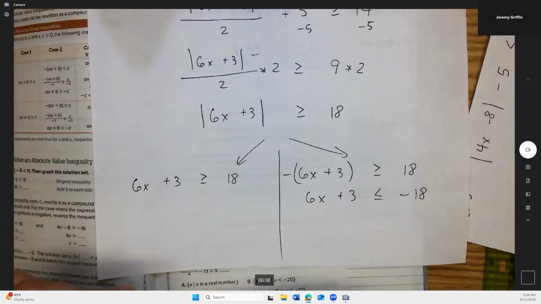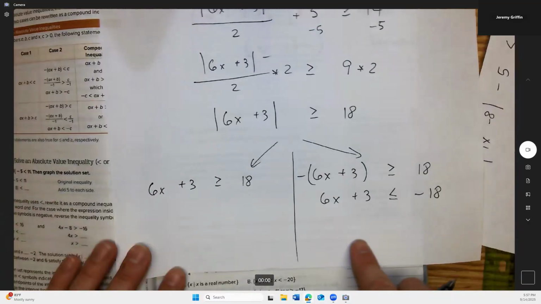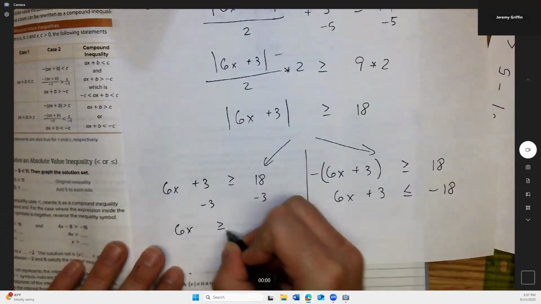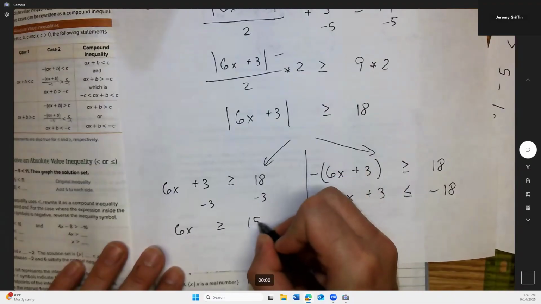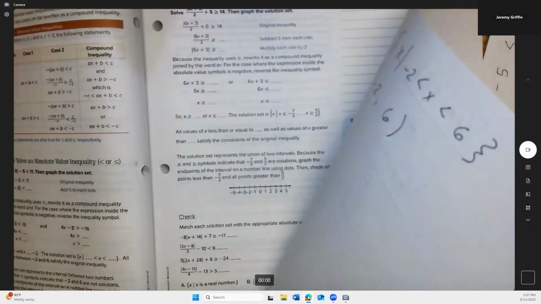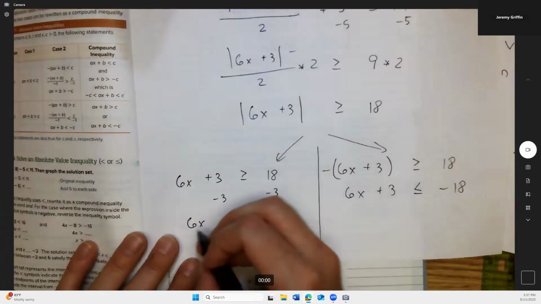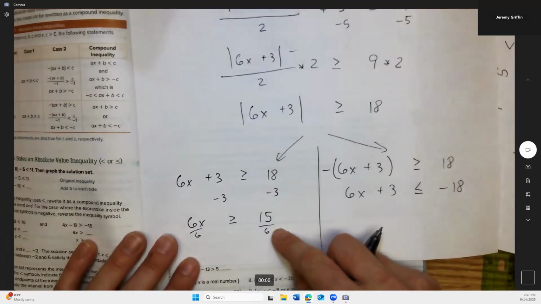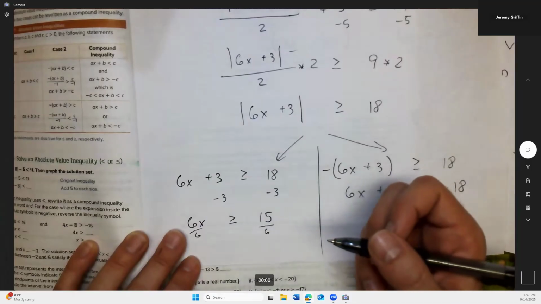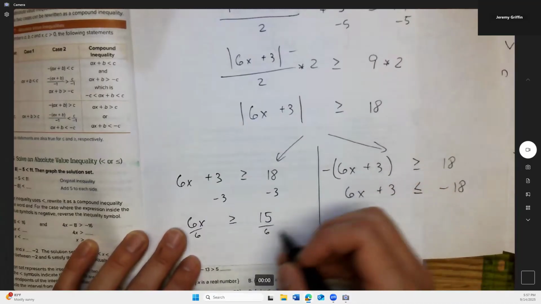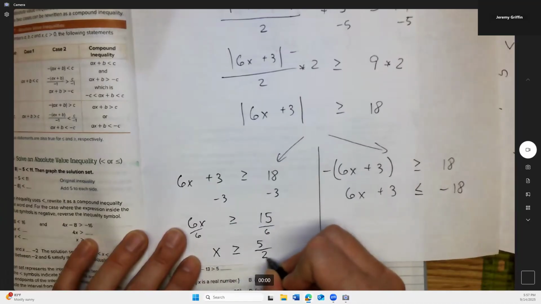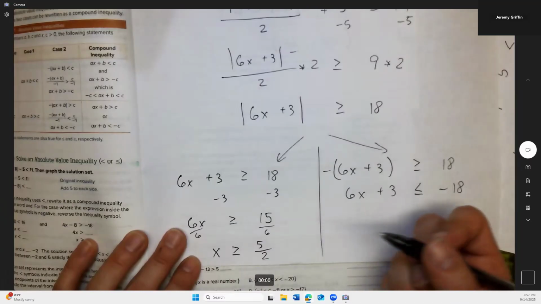We'll do the same thing: get a number line solution, go back, and check the solutions to make sure they work. So, minus 3. 6x is greater than or equal to 15. Are they giving us weird fractions? Well, let's go with it. Divide both sides by 6. Do you see these are both multiples of 3? So we should divide by 3. That would be 5 over 2. So x is greater than or equal to 5 over 2. I think this reduces to 5 over 2, that's about right.